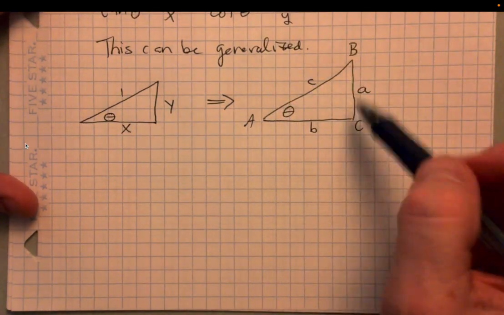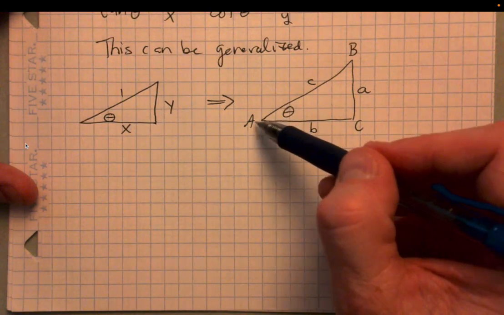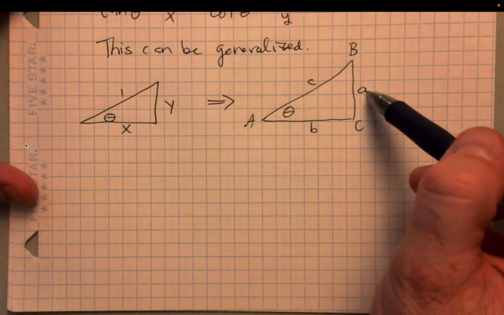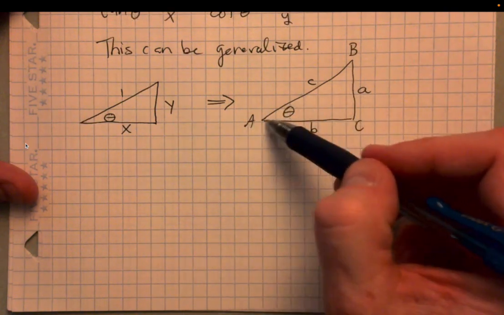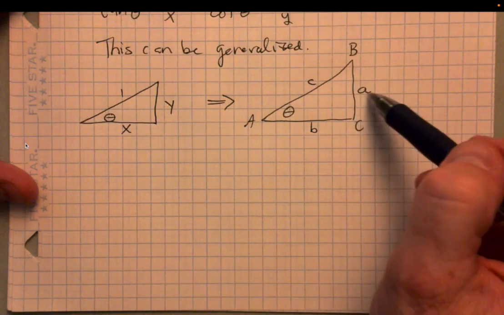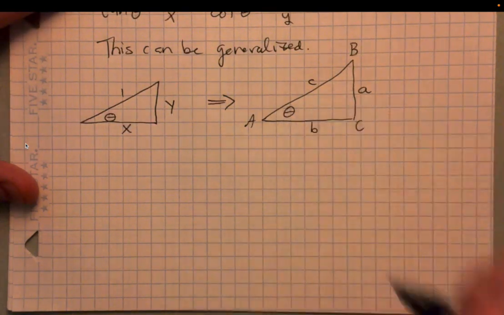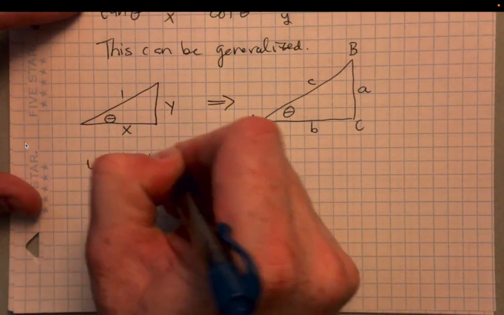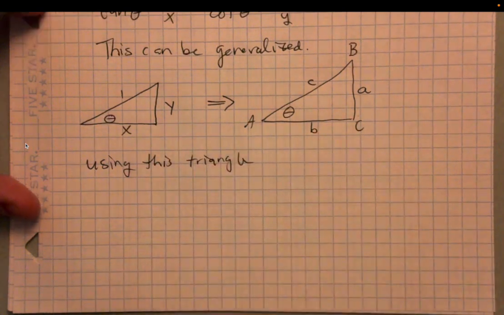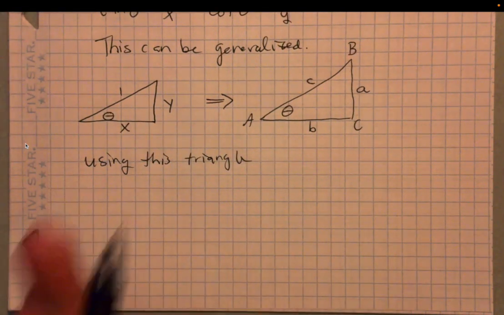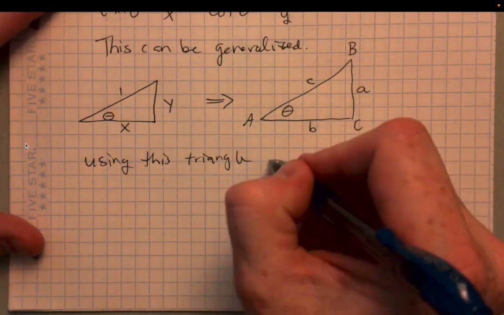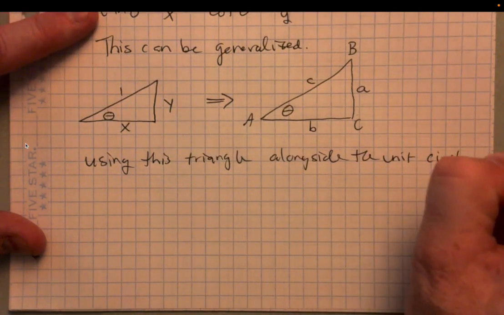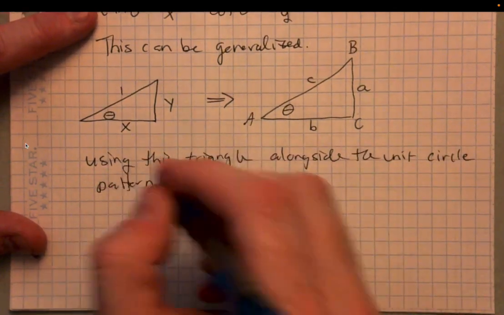Just in case you're not aware of what's going on here, the angles, the vertices, are labeled with capitals, and the side opposite is labeled with the lowercase. So this is vertex A, and the opposite side would be little a. Then we labeled this angle theta. Using this triangle alongside the unit circle pattern, what do we get?